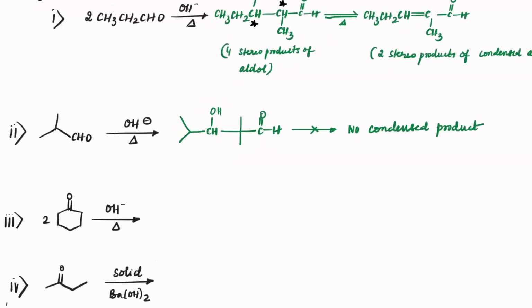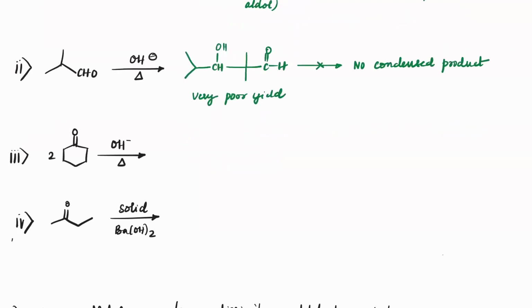Since the condensed product is not coming, the yield will be very poor. So reaction will be highly reversible. Okay, it might find some alternative route, something towards a Cannizzaro, which I'll explain. But otherwise, it is a very poor yield in this case. Number of stereo products are two in this case because there is one chiral center.